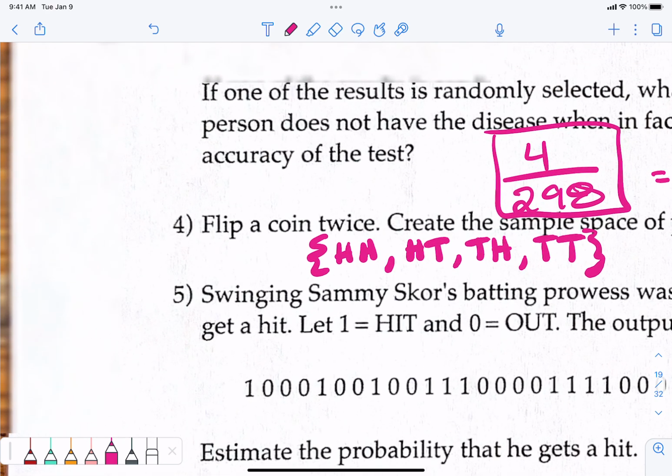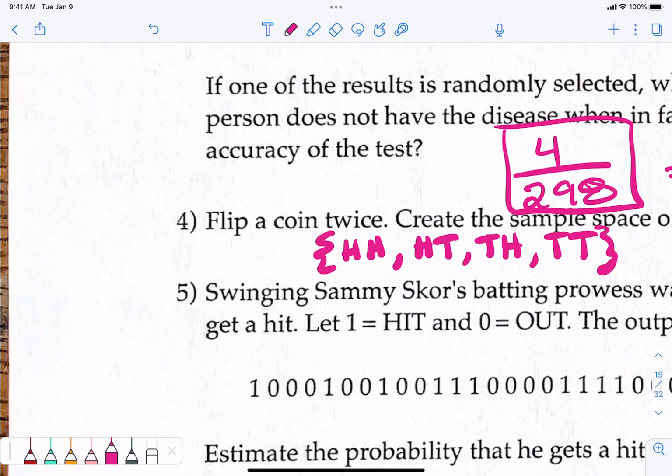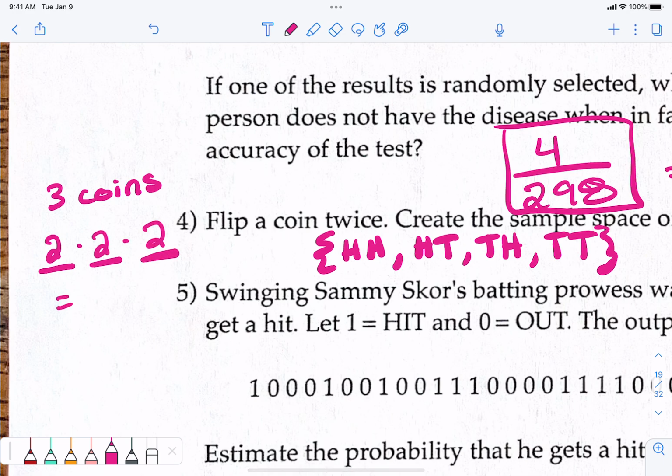Now, I am not going to ask you to list them out, but what if we were flipping 3 coins and I made you list them out? How do you know how many outcomes there would be? There are 2 options for the first coin, 2 options for the second coin, 2 options for the third coin. So how many outcomes? It's 8. My bad. If I flip 4 coins, how many is that?